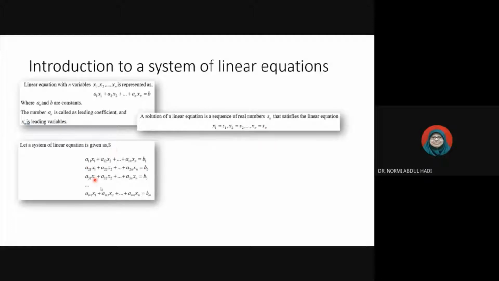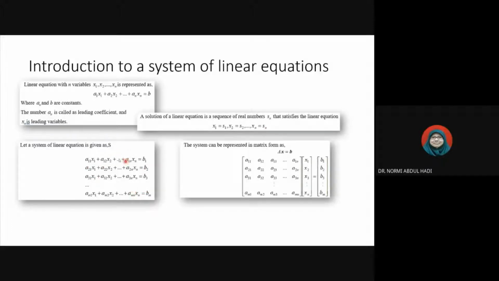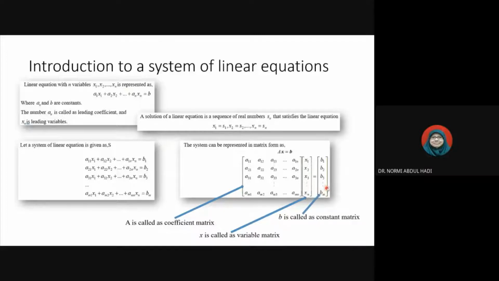Consider this system of linear equations. The matrix form of this system of linear equations is represented as Ax equals b, where A is called the coefficient matrix, x is called the variable matrix, and b is called the constant matrix.